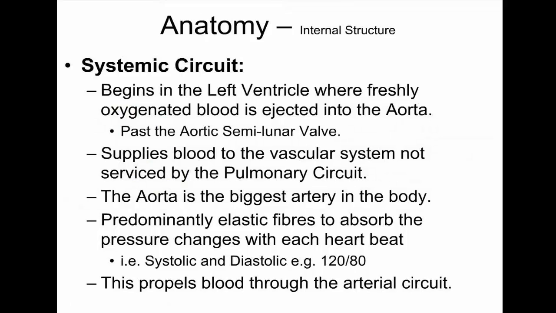The systemic circulation begins in the left ventricle, where freshly oxygenated blood is injected into the aorta, past the aortic semilunar valve, and this supplies blood to the vascular system that is not serviced by the pulmonary circuit. The aorta is the largest artery in the body, predominantly elastic fibers. It has to be because it has to absorb large pressures with each heartbeat. We're going to learn more about this systolic and diastolic when we're measuring blood pressure. And this propels blood through the entire arterial circuit.